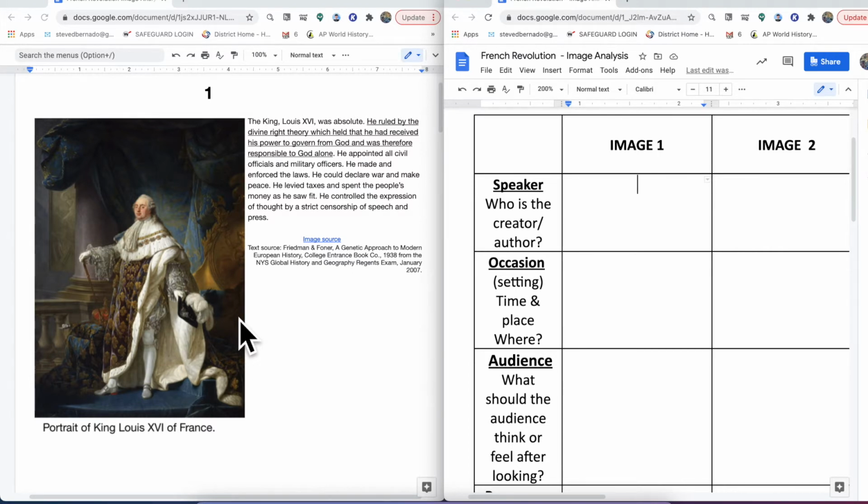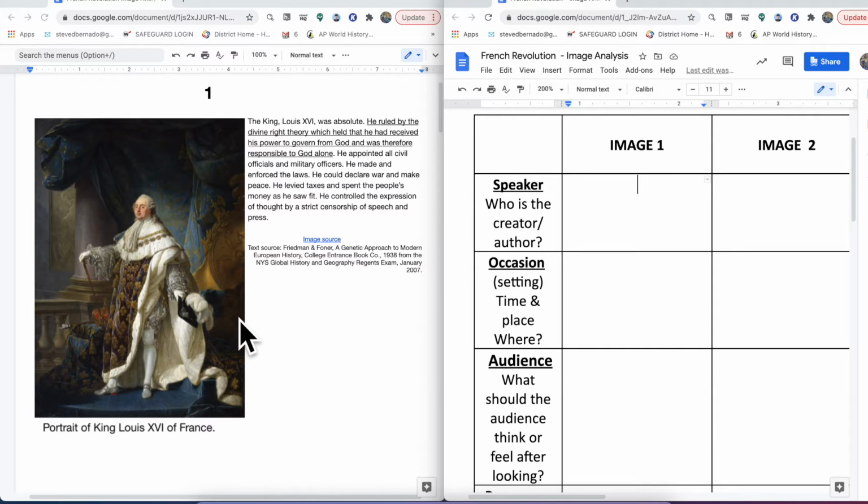And let's look at the blurb. The king, Louis the 16th, he was absolute. What does that mean? He was ruled by divine right theory, which held that he had received his power to govern from God and was therefore responsible to God alone. Okay? He appointed all civil officials and military officers. He made and enforced laws. He could declare war and make peace. He levied taxes and spent the people's money as he saw fit. He controlled the expression of thought by a strict censorship of speech and of press, like the newspaper. Okay, or speaking out. So the image source, well, it comes from Friedman and Fonner, a generic approach to modern European history, college entrance book.